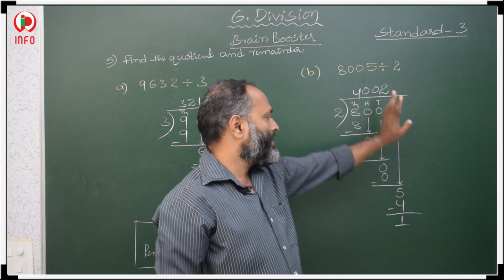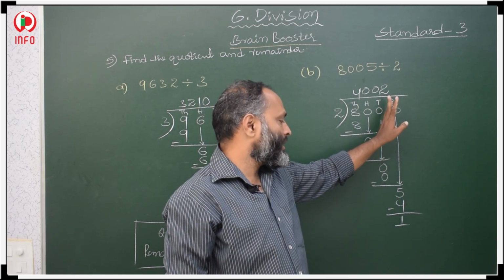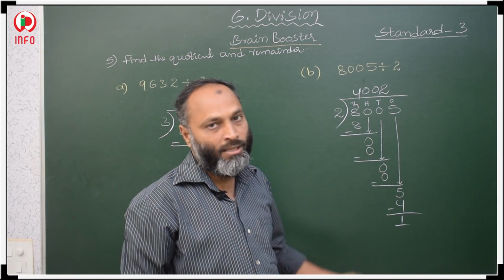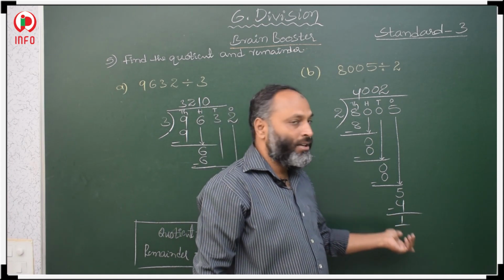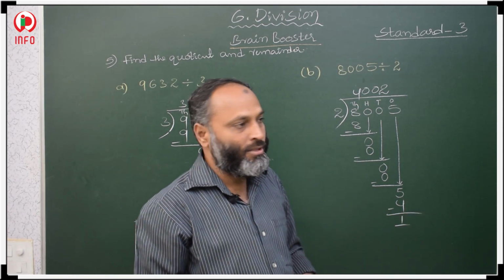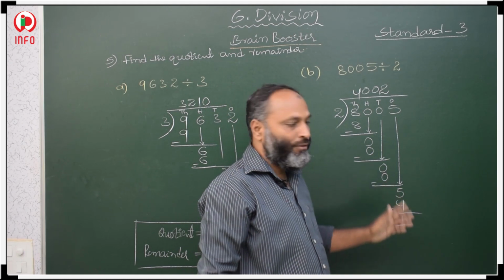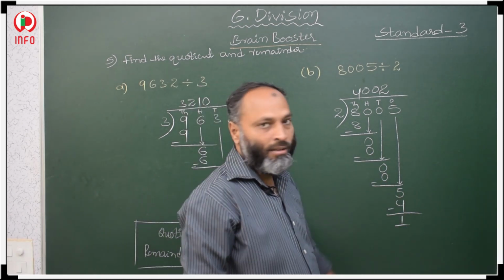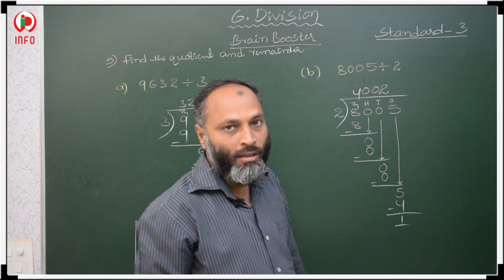Once the last digit is over, after subtraction whatever number is left, that is the remainder. So what is the remainder? In the division process, whatever number is left after the completion of our division, that is called the remainder. So here 1 is the remainder.